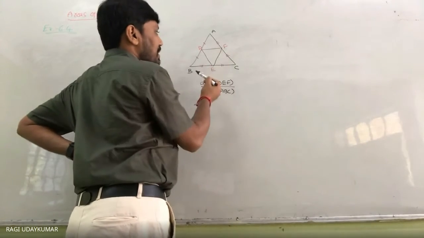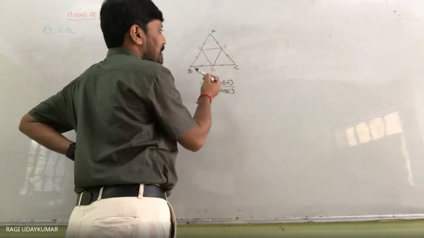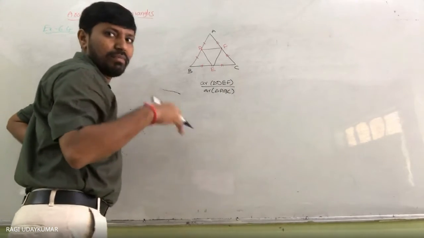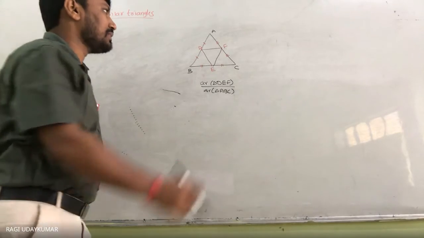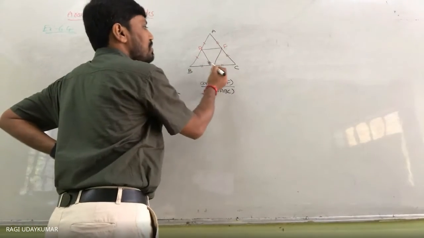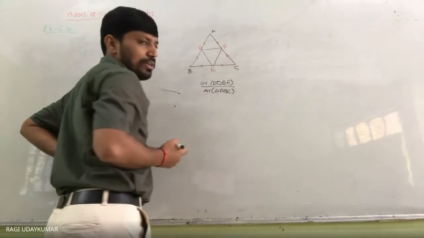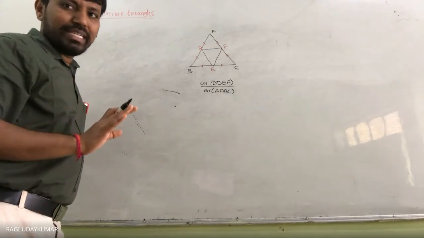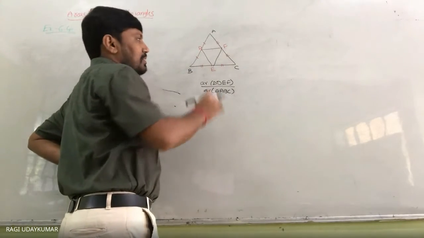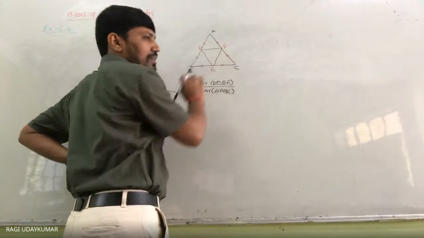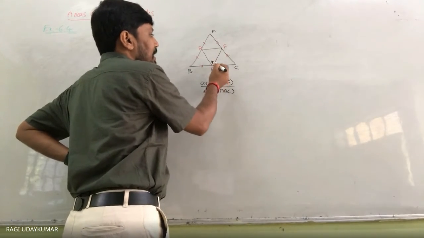So this length will be parallel to BC, and this will be half of BC by the midpoint. That means DF is equal to half of BC. By the midpoint theorem, midpoints are given. So you can say that this is parallel to this one and this is half of this one. So what you are going to get is DECF.